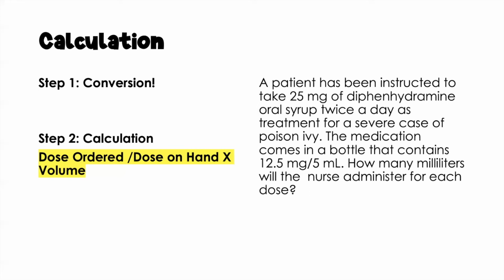So if you want to use formula, it's dose ordered divided by dose on hand times volume. If you want to use dimensional analysis, this works as well. Don't forget to ask yourself, do I need a conversion or do I not need a conversion? And I'll give you a minute to think about this problem, and then we'll talk about the answer.